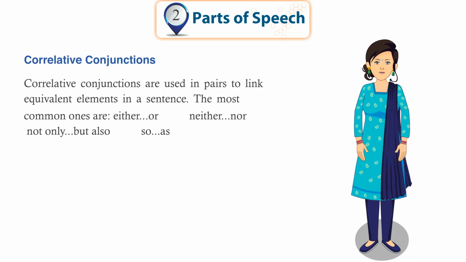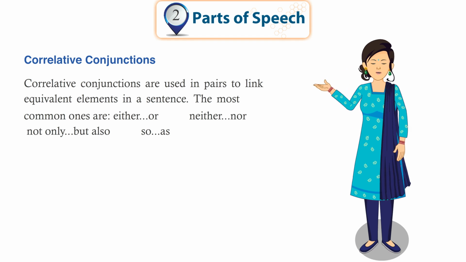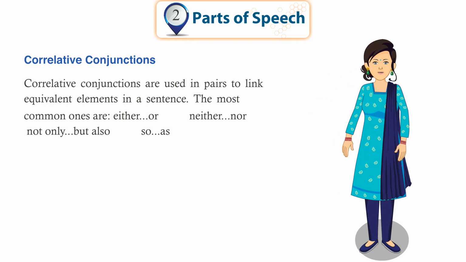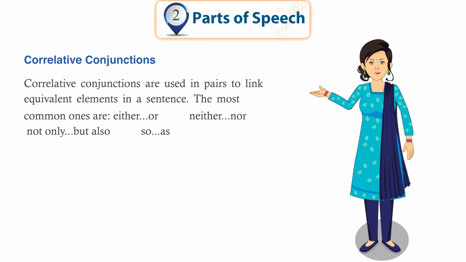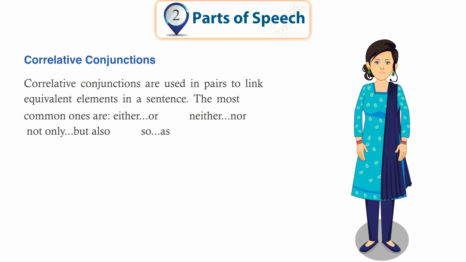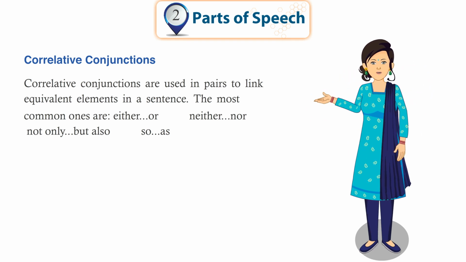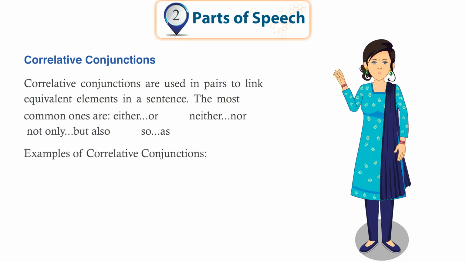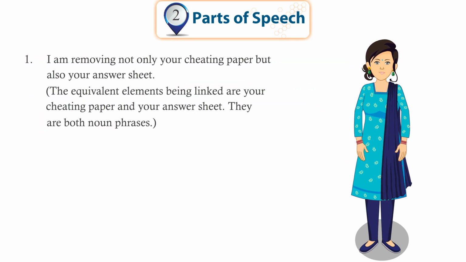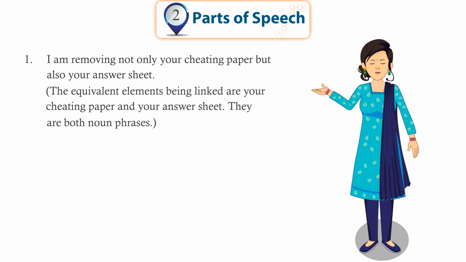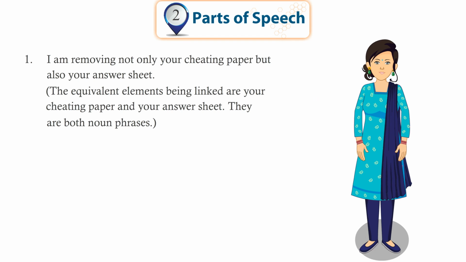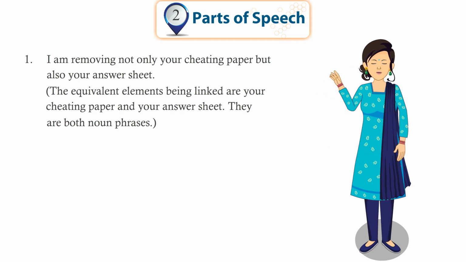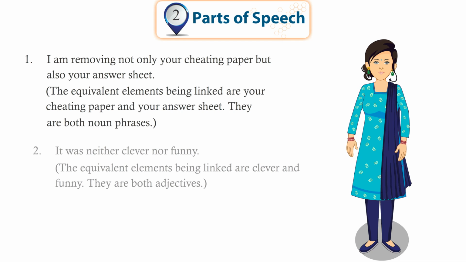Correlative conjunctions. Correlative conjunctions are used in pairs to link equivalent elements in a sentence. The most common ones are either/or, neither/nor, not only/but also, and so/as. Examples of correlative conjunctions: I am removing not only your cheating paper but also your answer sheet. The equivalent elements being linked are your cheating paper and your answer sheet. They are both noun phrases.